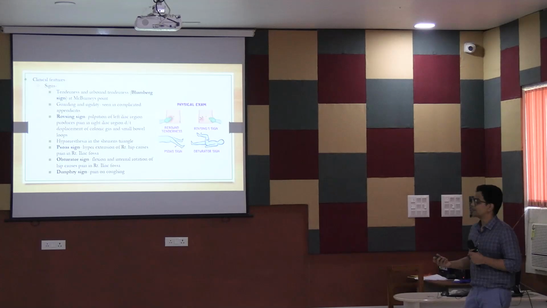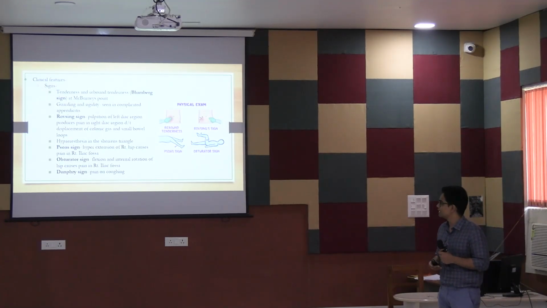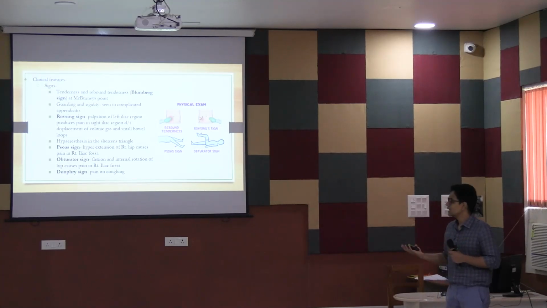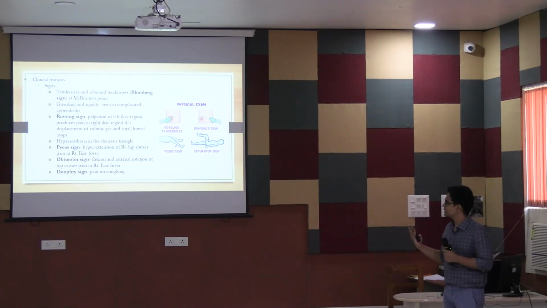Rovsing sign: palpation of the left iliac fossa causes pain in the right iliac fossa because there is shift of bowel and gas. Hyperesthesia at Sherren's triangle. Psoas sign. These are just signs, you have to just mug up the signs. It is not clinically very important. Psoas, obturator and Dunphy's sign.